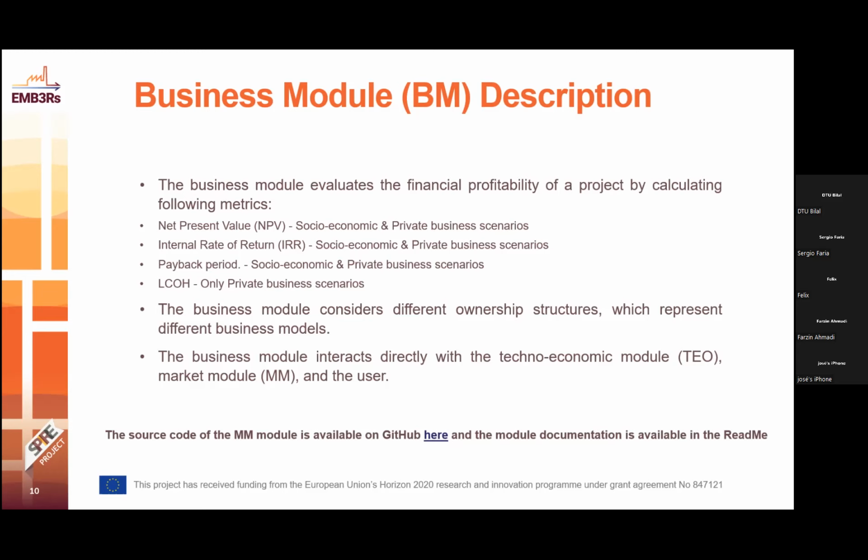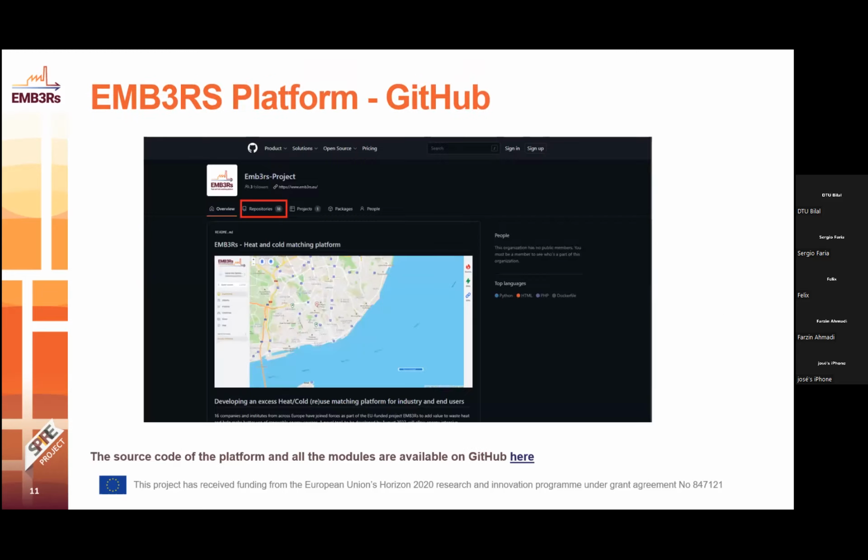Thanks, Bilal. So now moving on to the practicalities of the GitHub and where we can find the repositories of the platform and the different modules. So we have the link for the GitHub in the presentation and also in the chat now. So this is the main GitHub page of the project, where we have several repositories containing module code of standalone and integrated versions, and also some code of the platform architecture.